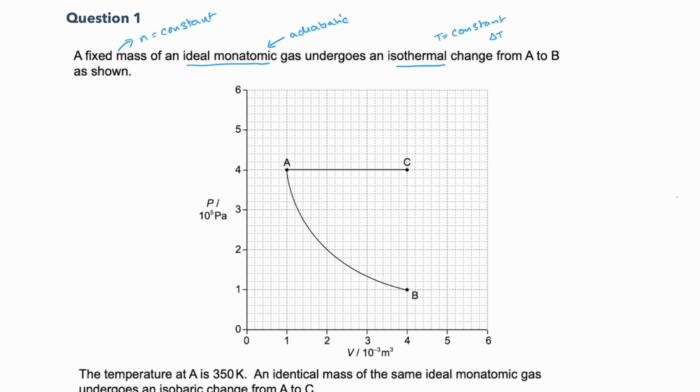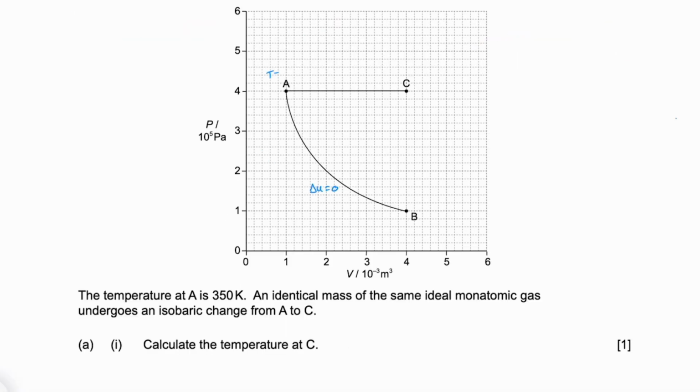Isothermal means the temperature is constant, which means the change in temperature is 0. And if you remember from the first tutorial, the change in internal energy is equal to that formula. So that means the change in internal energy for that expansion, from A to B, is also 0. We can write delta U equals 0. The temperature at A is 350 Kelvin.